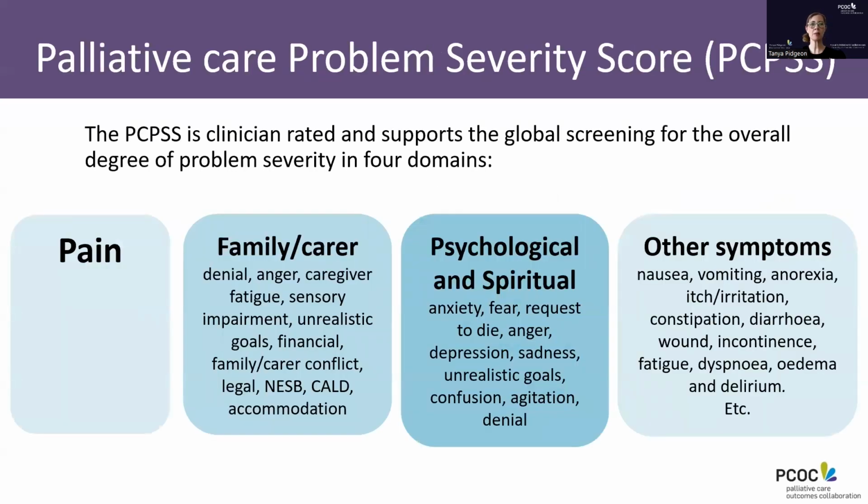The palliative care problem severity score is a clinical tool, and this is our next tool. This tool is used for initial screening and ongoing coordination of care. It is clinician rated, and it includes global assessment of 4 palliative care domains. These are pain, psychological, spiritual, other symptoms, and family carer. The overall severity of problems for each domain is assessed by the clinician through discussion with the patient and family carer and through observations.